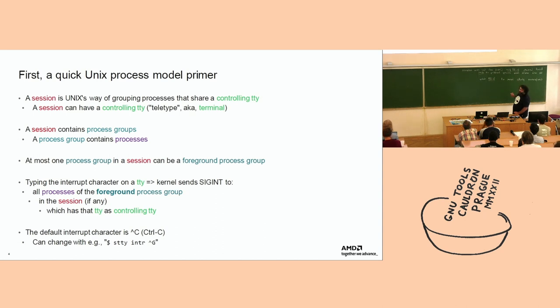This is all about job control. It's important for shells. But the important thing to realize here is that sessions can have foreground and background process groups. Interrupting a program that's running on a shell works on Unix like this: you type some character on your terminal, and the terminal driver in the kernel understands that this character means an interrupt. So the kernel sends a SIGINT signal to your program. Actually, it sends it to all processes that belong to the foreground process group inside the session that has that terminal.